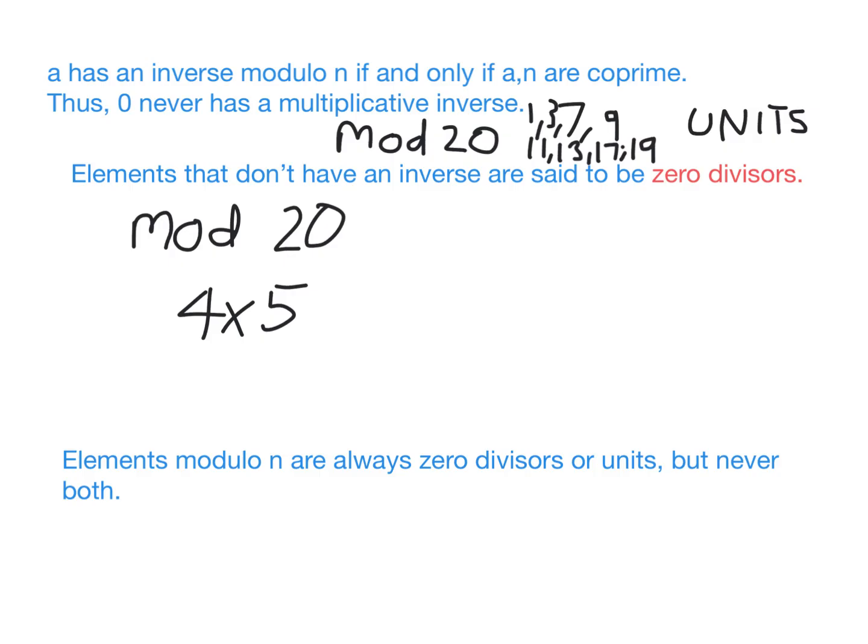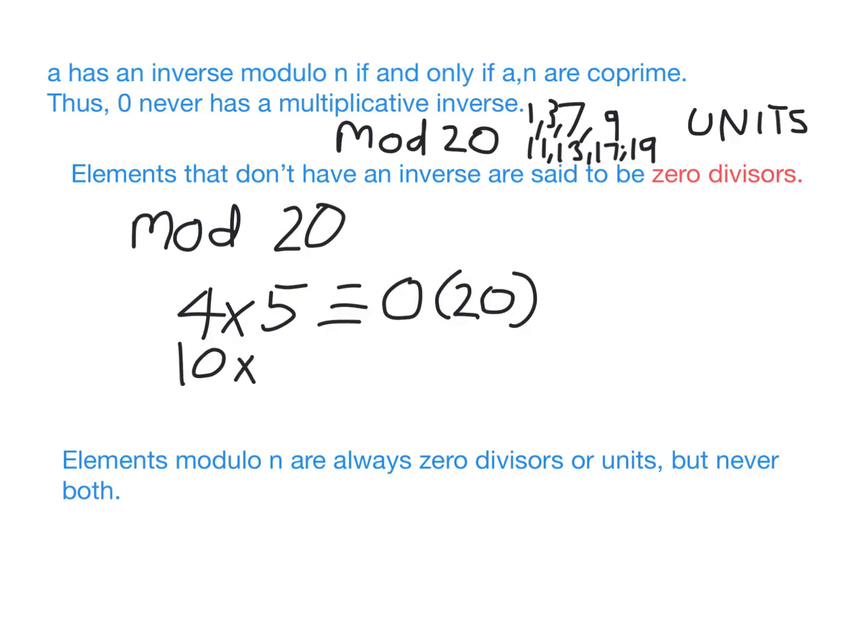So what do I mean by a zero divisor? Well, I mean something you can multiply by a non-zero number to get 0. What does that mean? Well, let's look at 4 and 5. They are not units. They weren't on our list. 4 times 5 is 20, which is equivalent to 0 mod 20. So 4 and 5 are both said to be zero divisors because you can multiply them by something other than 0 to get 0. In fact, any number not on this list is a zero divisor mod 20.